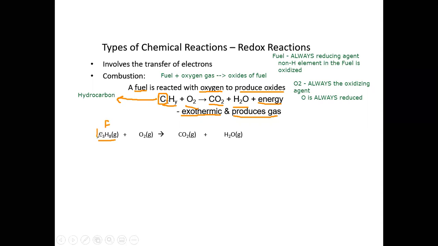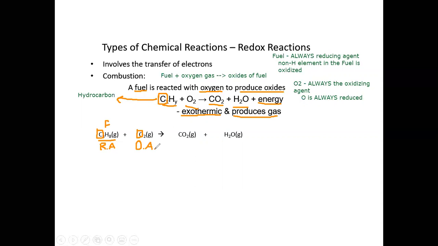So carbon would be oxidized. Oxygen would be reduced. And propane would be the reducing agent. And the reducing agent contains the species that is oxidized, and oxygen is the oxidizing agent. So again, the agent is the reactant or product that contains the species that is oxidized or reduced.